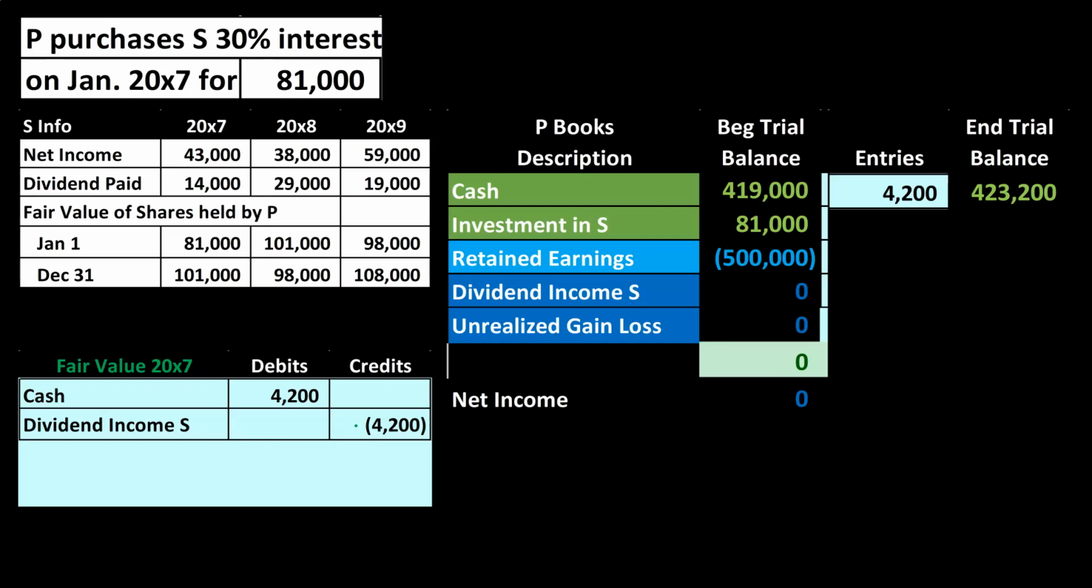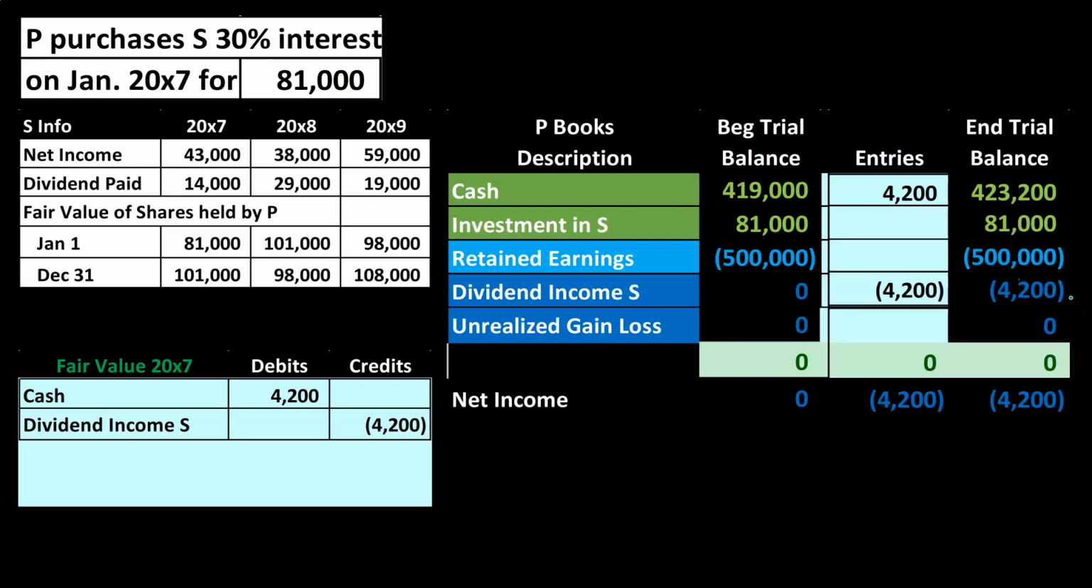So we're going to say, all right, cash is going up now. If we post this out, cash is going up, and then the other side is going to dividend. Now I'm posting a credit here that's income, not like a negative income. So now we have income going up by that 4,200. It's going to be the dividend income.